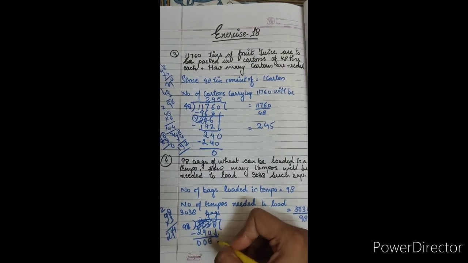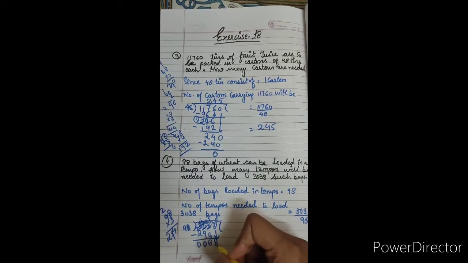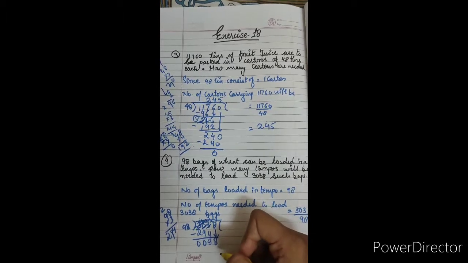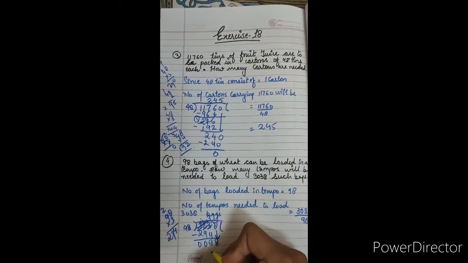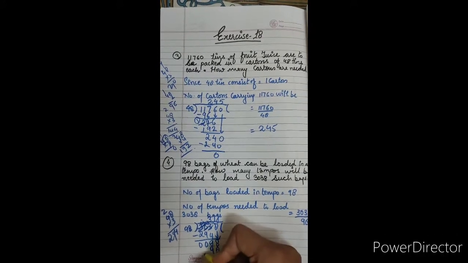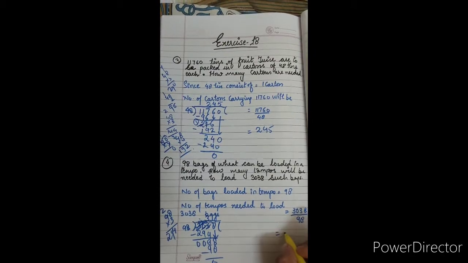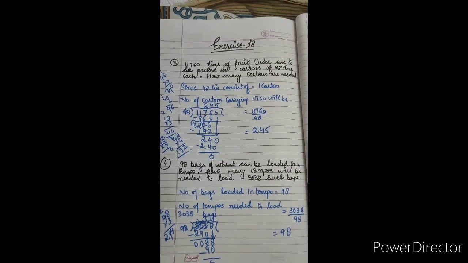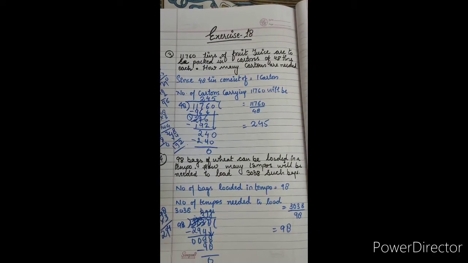Now bring down 8 to make 98, and 98 goes into 98 1 time. So write 1 after 3 in the quotient and 98. So 98 minus 98 is 0. So 31 tempos will be needed to load 3038 such bags.